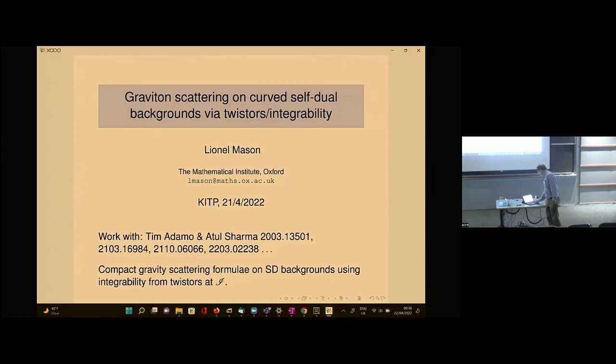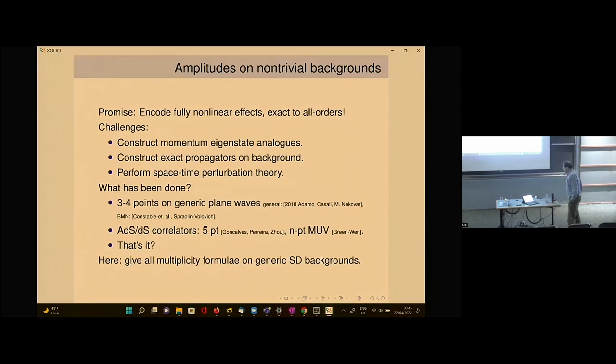And so what I'm going to talk about today are the computation of amplitudes on non-trivial backgrounds. So this is meant to be backgrounds that are not flat. And one of the reasons why you might want to do this is so that you can encode fully nonlinear effects that are exact to all orders. At least some of your calculation is, so you'll have maybe some perturbative calculation on a background, but that background would already be non-flat. But to do this is quite a challenge.